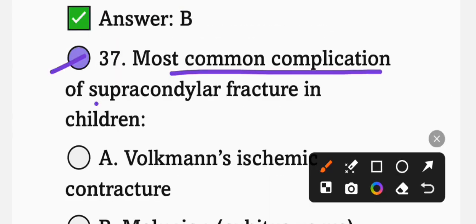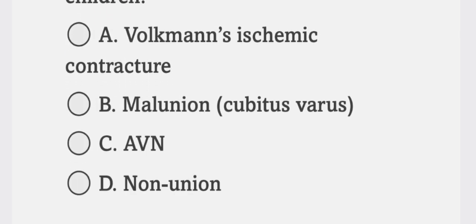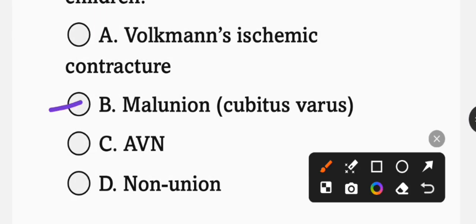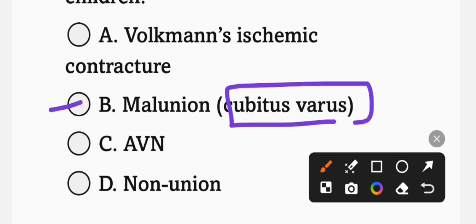Okay. Now come to question 37. Most common complication of supracondylar fractures in children. The question is asking for the most common complication. From a classic exam point of view, the most common is malunion, because the gunstock deformity, called cubitus varus, is seen as a malunion process, not due to nerve or vessel injury. So option B is the correct option. The most common complication is cubitus varus, and the most dangerous complication is Volkmann's ischemic contracture.